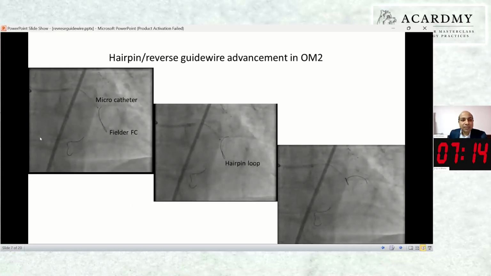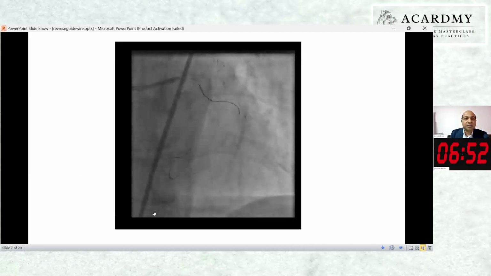These are the still images which depict the steps of this technique. We need to keep the microcatheter at the origin of the ostium, and this hairpin loop I kept into the OM3 branch, and when I pulled back slowly, gradually it entered the OM2 branch. So this is how it works.